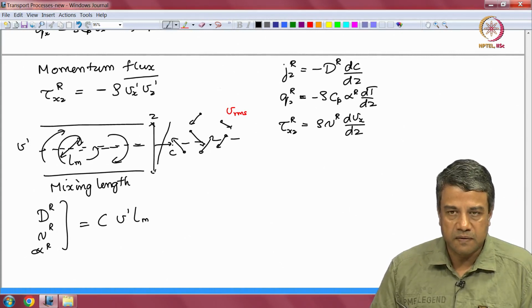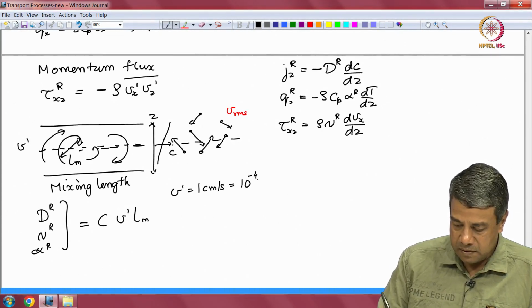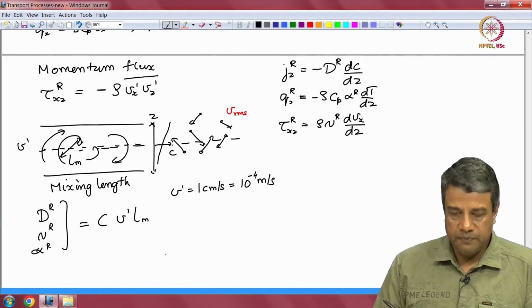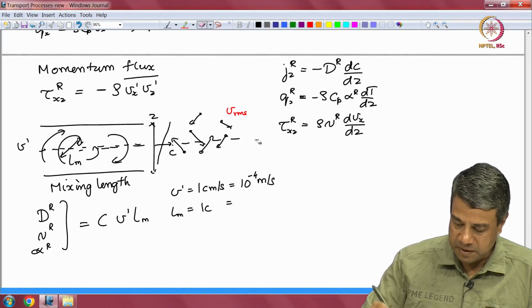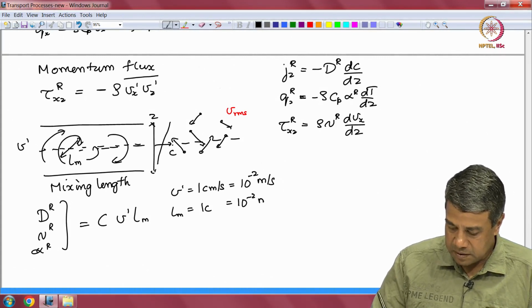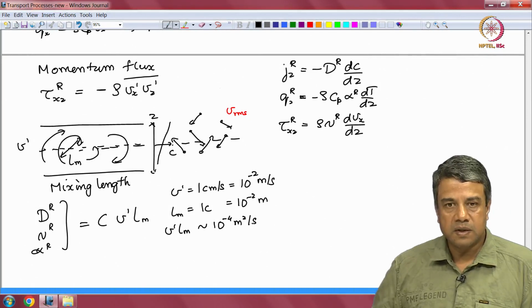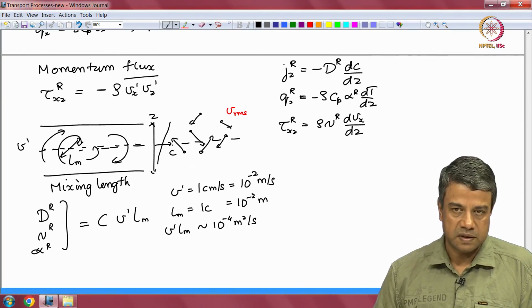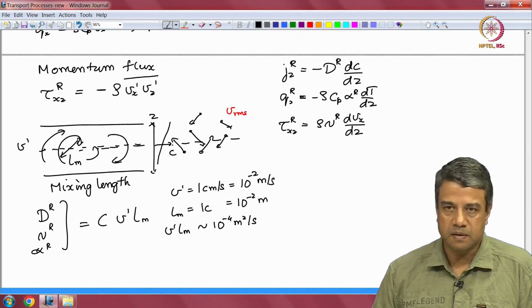Okay. In a turbulent flow, for example, if you have fluctuations of order 1 centimeter per second, which is 10 power minus 4 meter per second, and if you assume that the largest length scale is of the order of 1 centimeter, sorry, this is 10 power minus 2 meters, then V prime times Lm is 10 power minus 4 meters square per second, which is much larger than the diffusion coefficients. Okay. This 1 centimeter a second is quite often observed in practice.